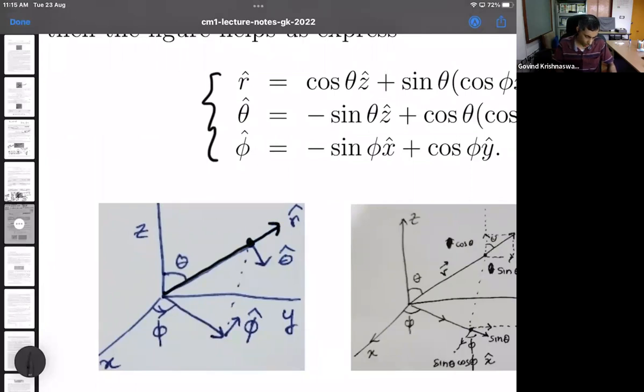Now, the polar angle, of course, increases this way. So if I go to the plane of the longitude through this point and look at a vector tangentially downwards that way, that is the direction of theta hat.